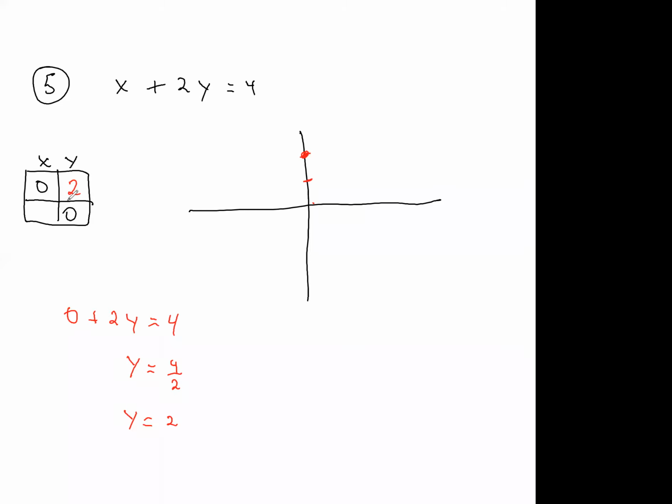Now what happens when y is equal to 0? I plug in 0 right here. We get x plus 2 times 0 equal 4. x is equal 4. And the value for x will be 4. My sketch will be something like that. You don't have to find the domain and range because they are only asking for a sketch.